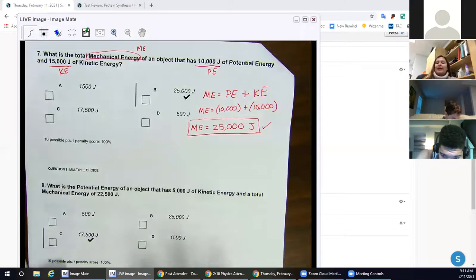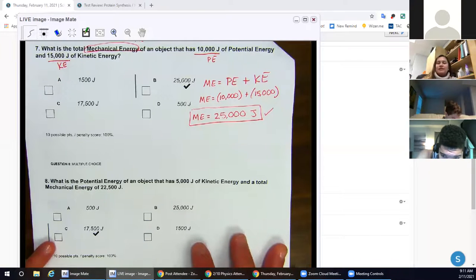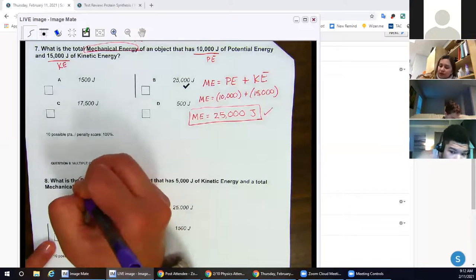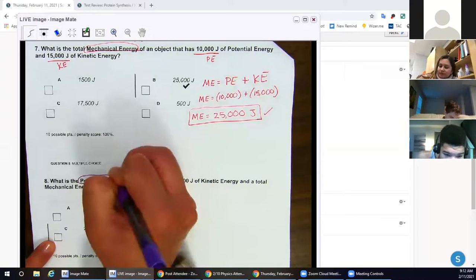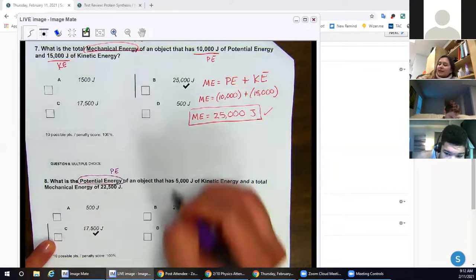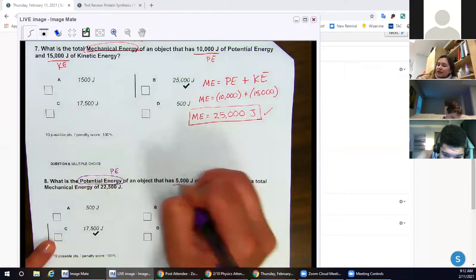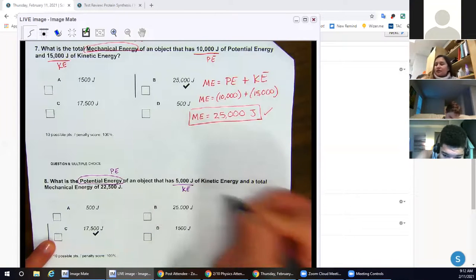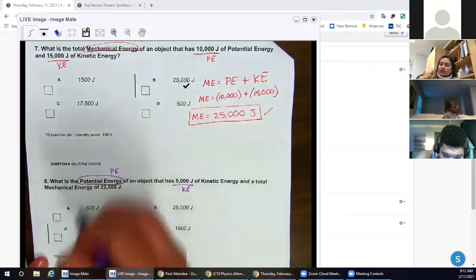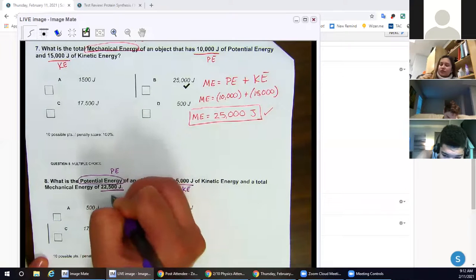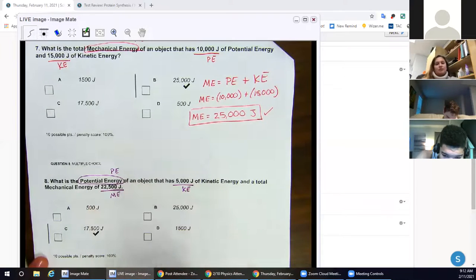All right, number 8. What is the potential energy? So we're looking for potential energy of an object that has 5,000 joules of kinetic energy, that's kinetic, and a total mechanical energy of 22,500 joules. So that's my mechanical energy.